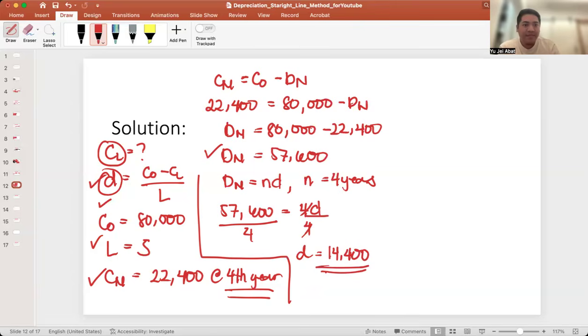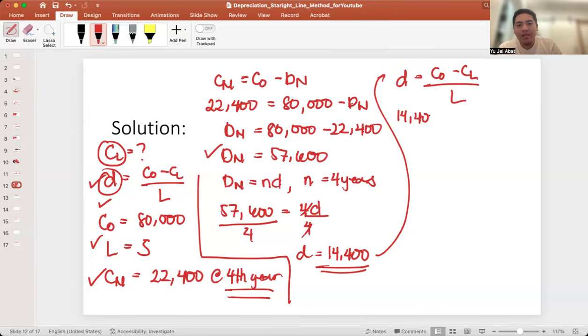That is your D. Now you are free to find the salvage value because you have already D equals C sub O minus C sub L all over L. So you have the D, 14,400, equals our C sub O, which is actually 80,000, minus the C sub L we don't know, all over 5. So cross multiply, then isolate. So 14,400 times 5 equals 80,000 minus C sub L.